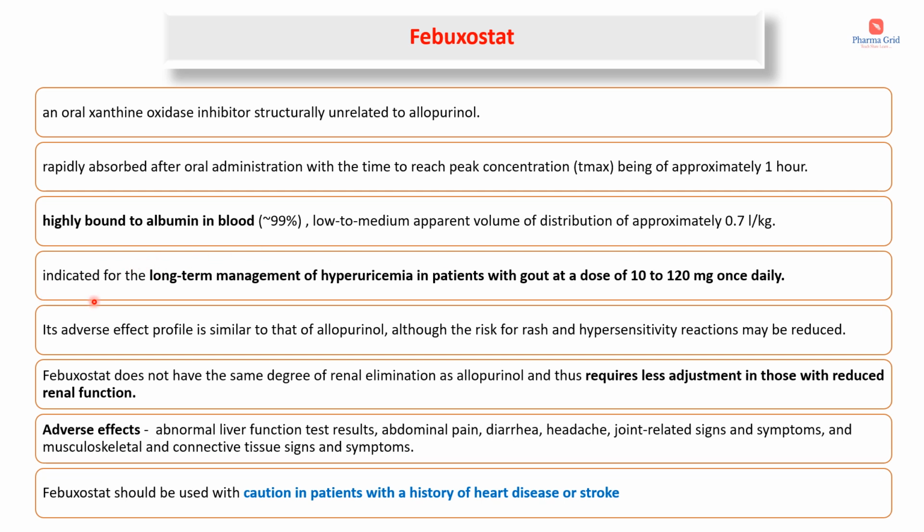Then febuxostat is indicated for the long-term management of hyperuricemia in patients with gout at a dose of 10 to 120 mg once daily. Adverse effect profile is similar to allopurinol, although the risk for rash and hypersensitive reactions may be reduced. One more advantage is that febuxostat does not have the same degree of renal elimination as allopurinol, so it requires less adjustment in dose with reduced renal function.